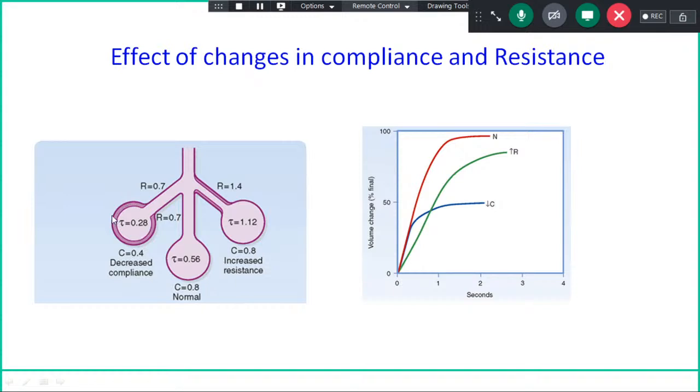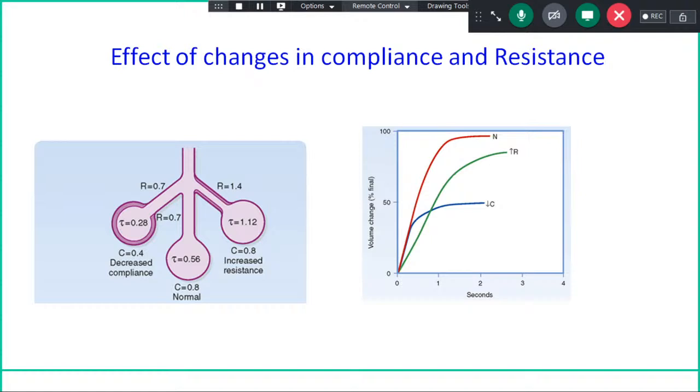So in the third unit, the compliance is decreased. So this is a unit which will not receive its full amount of air, but whatever it will receive, it will finish in 0.28 seconds. So the time constant is less, but the total volume to be received or filled in this particular respiratory unit with decreased compliance is shown in the blue line.